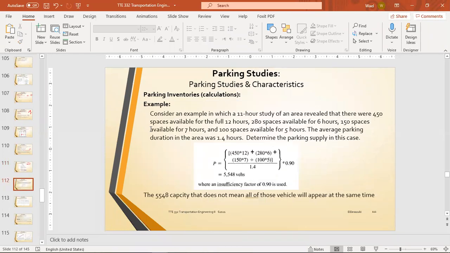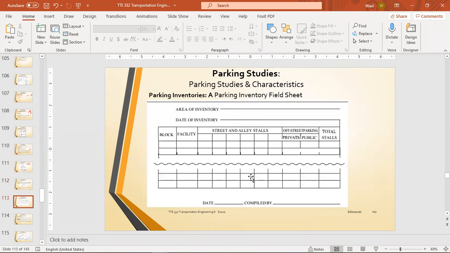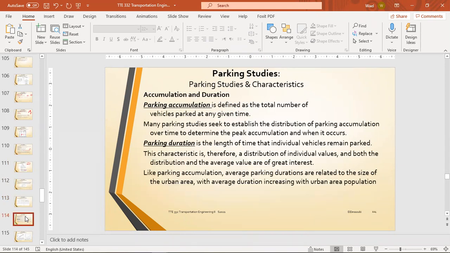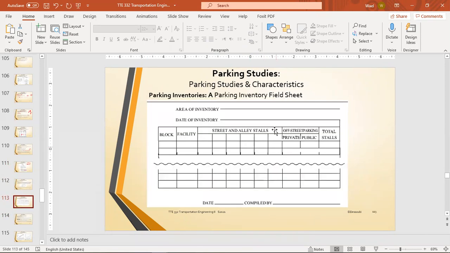So that was the example here, where a sufficiency factor of 0.9 was used. So that's here. And these are the forms that we use to fill in this kind of information. Actually, hold on a second.